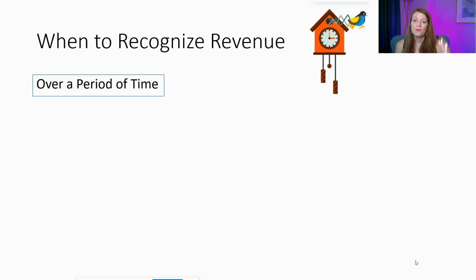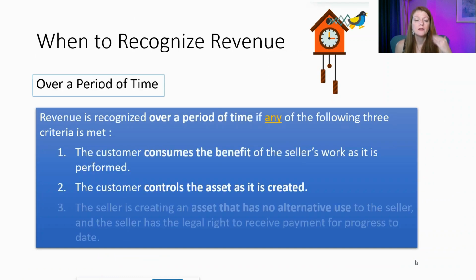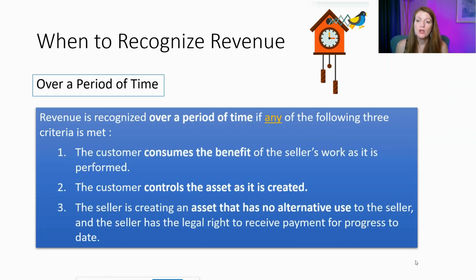All right, so that was a set period of time that they recognized all the revenue. But sometimes it's over a period of time. It's not just a single time. So let's look at how that would affect the financial statements. Revenue is recognized over a period of time if any of the following 3 criteria are met. It's nice when they give you criteria like this because then you're able to really check off and see if it meets these criteria. So the customer consumes the benefit of the seller's work as it is performed.